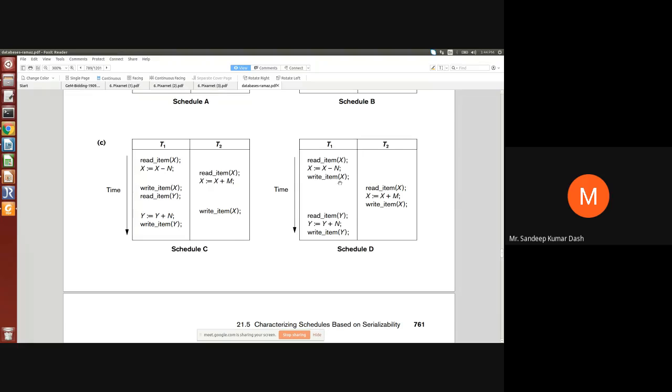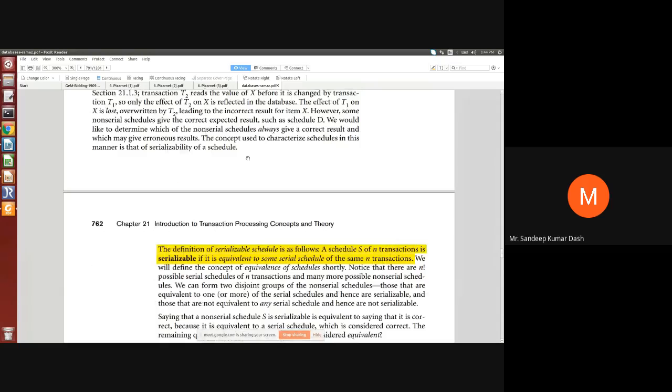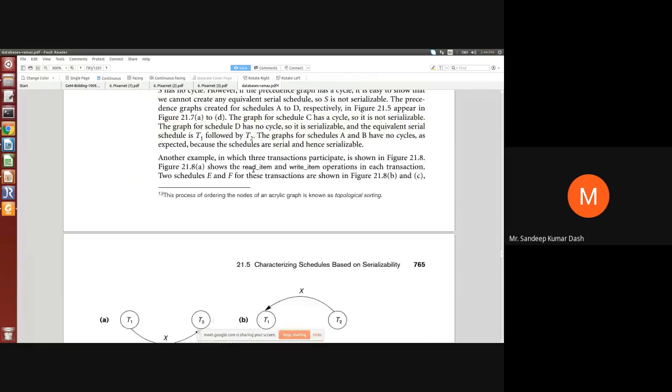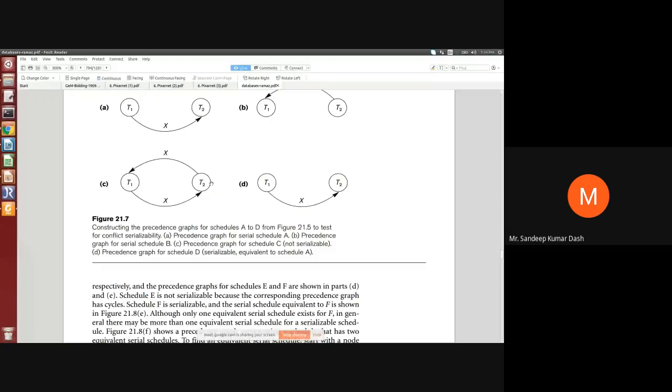In this case, an edge will be from T1 read to T2 write, T1 write to T2 read, but there will be no edge from T2 to T1. Fine. So the graph for this one will contain only one edge, T1 to T2. This will contain two edges, T1 to T2 and T2 to T1. So whenever in the graph you find a cycle, that means that schedule is not serializable. If there is no cycle present, that schedule will be serializable.